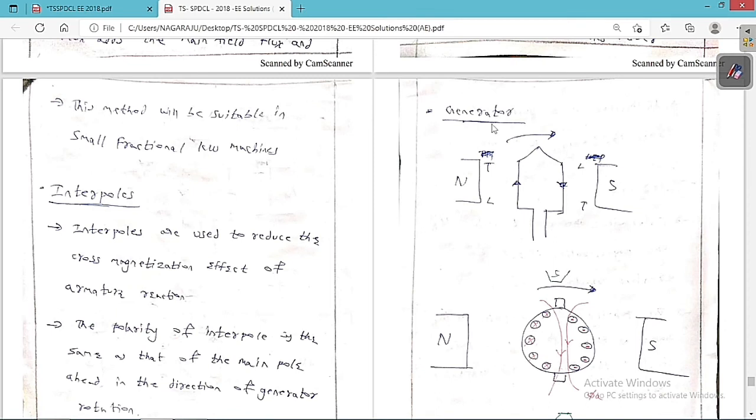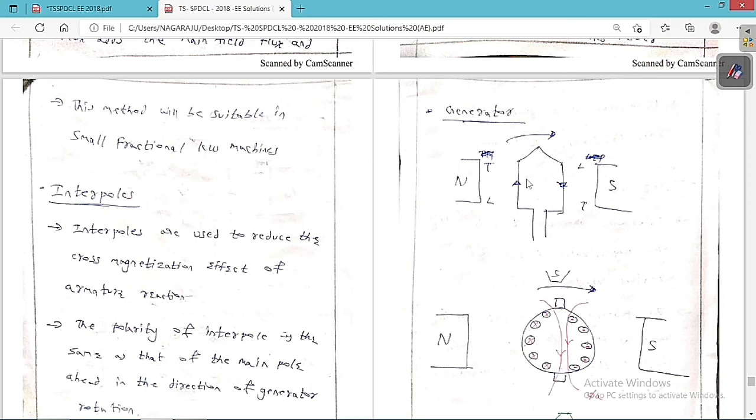Carefully, there is a generator. Let me assume it is a generator. I am going to rotate the generator in the clockwise direction. This is the mechanical torque. So the electrical torque will always be opposite to the mechanical torque. So the electrical torque will be downward.